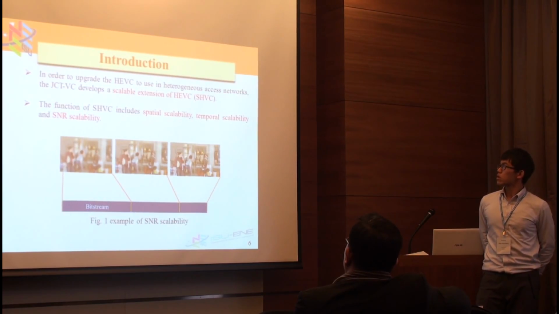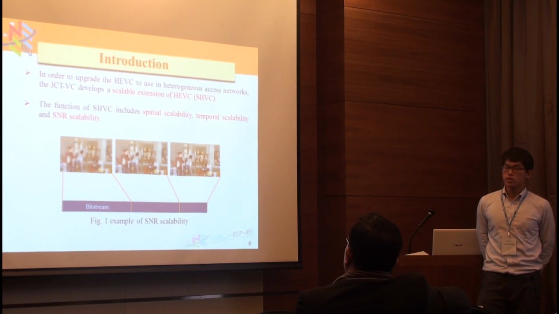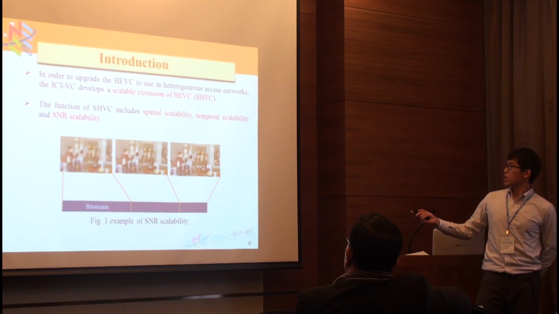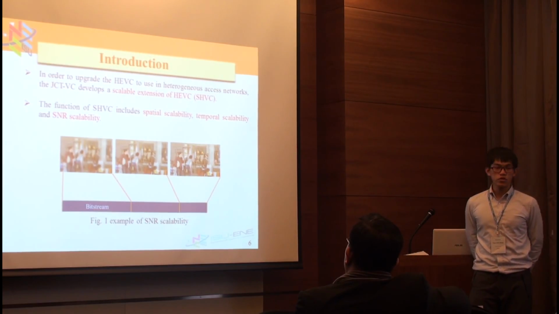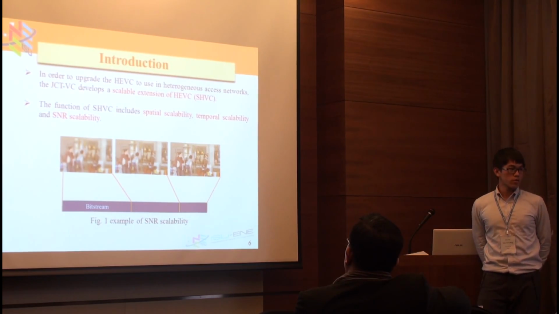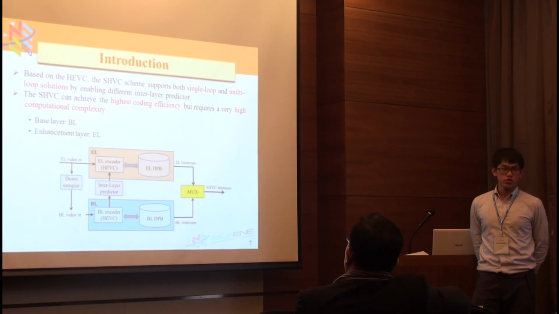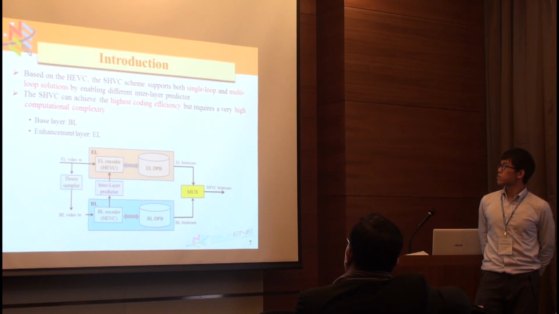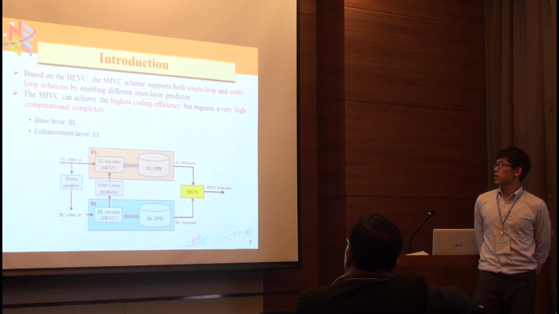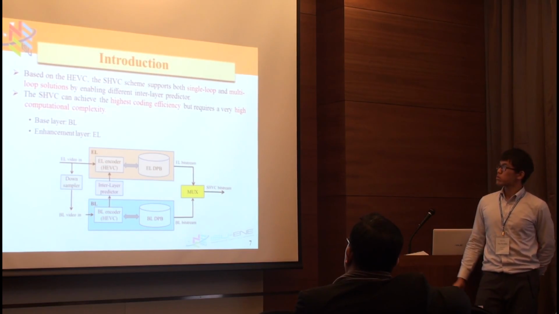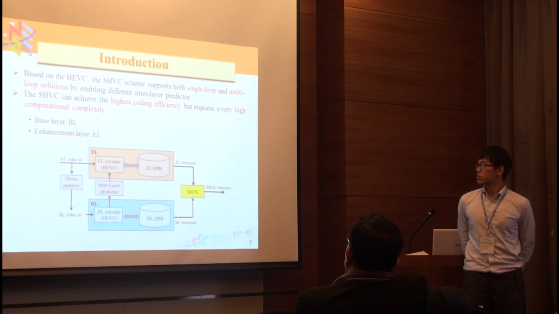In order to upgrade HEVC for use in heterogeneous networks, the JCT-VC developed a scalable extension of HEVC called SHVC. The functions of SHVC include spatial scalability, temporal scalability, and quality scalability. Based on HEVC, the SHVC scheme supports both single loop and multi-loop by enabling different inter-layer predictors. SHVC can achieve the highest coding efficiency, but requires very high computational complexity.